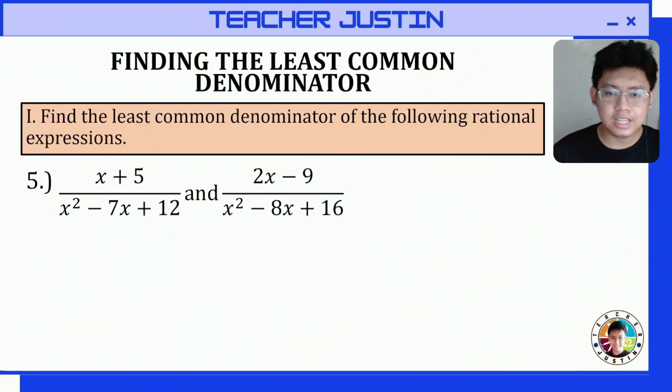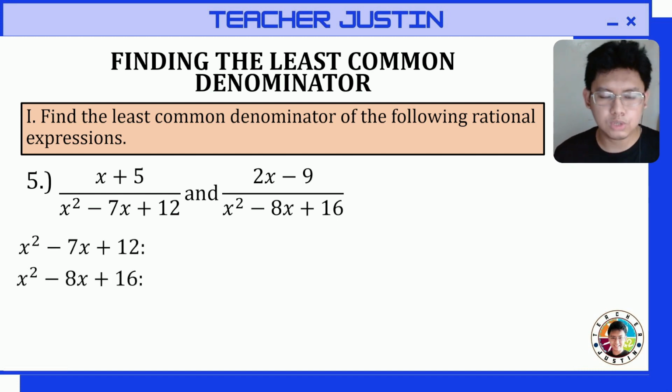Okay, let's find the least common denominator of this rational expression. So, we have x plus 5 over x squared minus 7x plus 12 and 2x minus 9 all over x squared minus 8x plus 16. Now, ang first step natin is for us to get all the denominators of our rational expression. So, sulat natin x squared minus 7x plus 12 and x squared minus 8x plus 16.